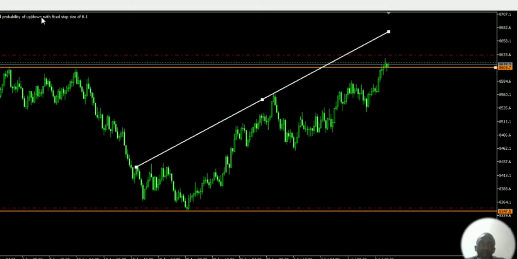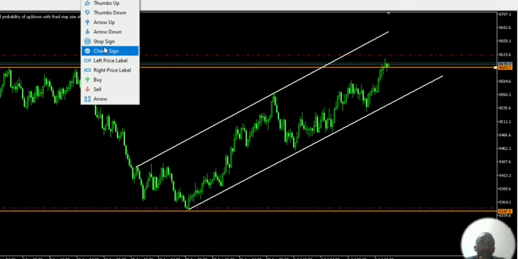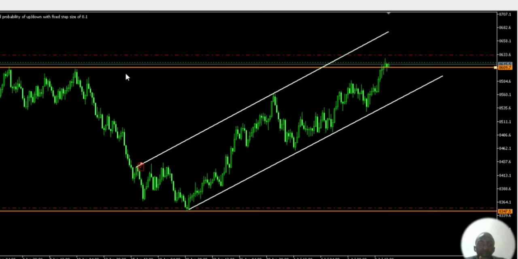We're looking at this thing right here. Resistance and support. We already have our first touch right here. First touch. Second touch. What are we waiting for? For our third touch, right? Somewhere here, we're going to be having our third touch. And then from there, that's where we're going to look at how the price moves.